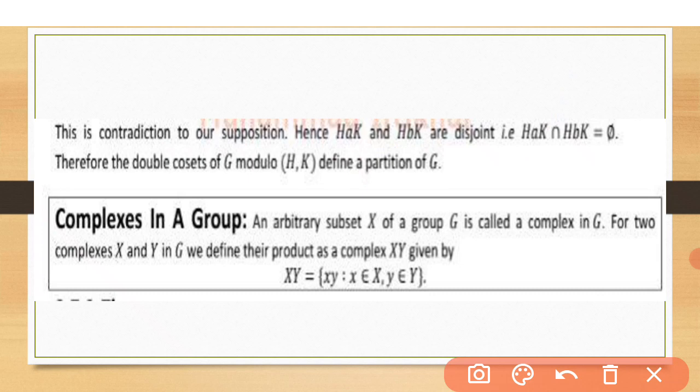Here we have the complexes in a group. An arbitrary subset X of group G is called a complex. In G, for two complexes X and Y, we define their product as the complex XY, given by xy where x belongs to X and y belongs to Y. It was a single definition I have put here.